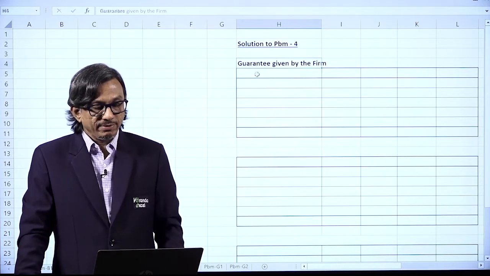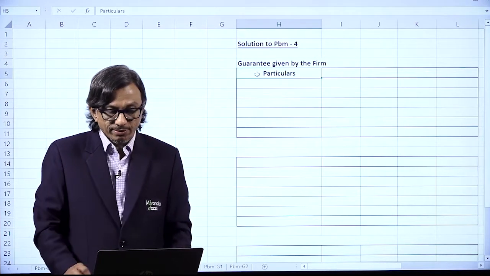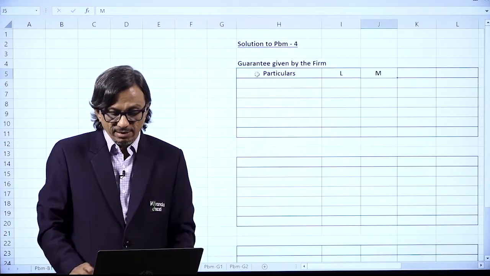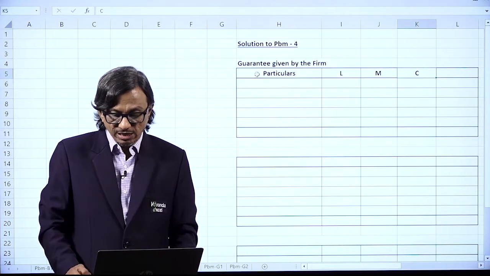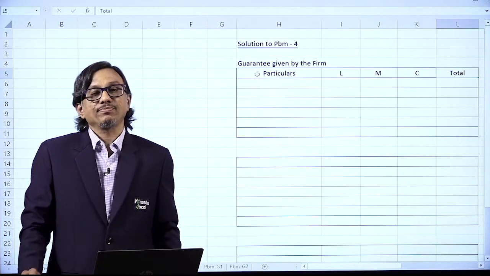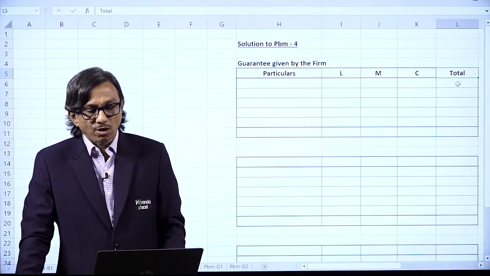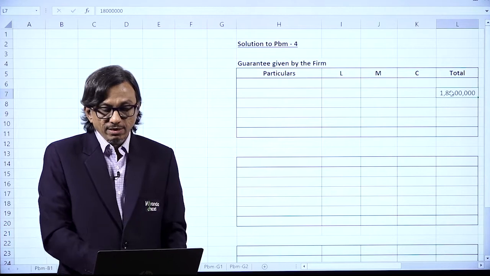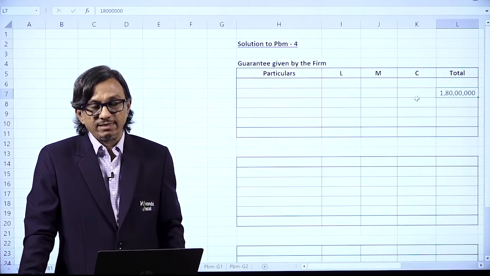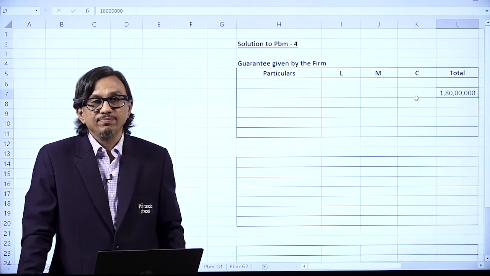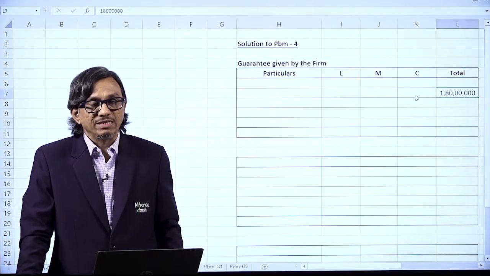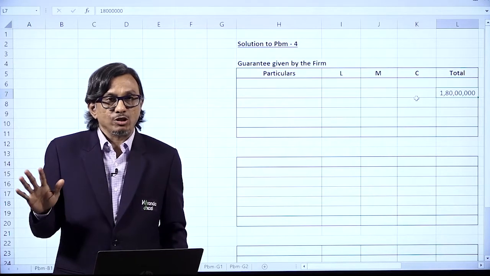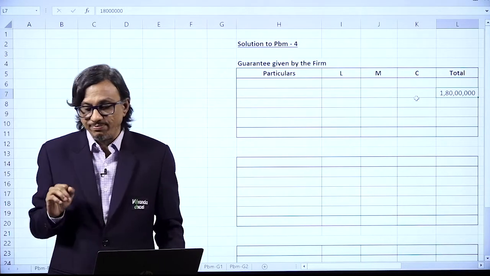Case 1, guarantee given by the firm. So, prepare a statement like this: L, M, C, total. What is the profit of the firm for this year? It is 180 lakhs, or 1 crore 80 lakh. What we should do in this case is first to find out, based on their profit sharing ratio, their actual share of profit.